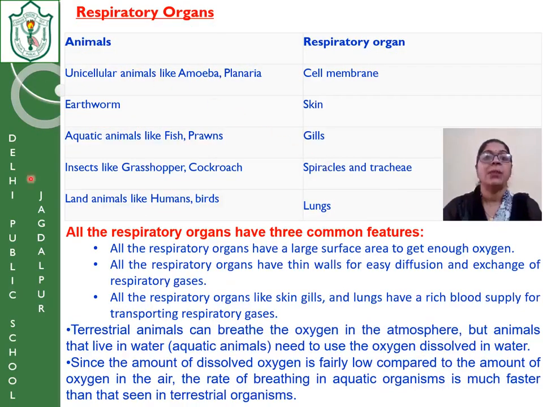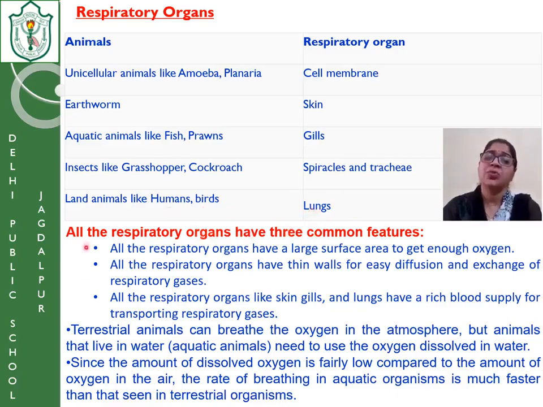Next are some other animals and their respiratory organs. Unicellular organisms like amoeba respire through the cell membrane. Earthworms respire through the skin. Aquatic animals like fish and prawns use gills. Insects like grasshopper and cockroach use spiracles and trachea. Land animals like humans, birds and other terrestrial animals have lungs.